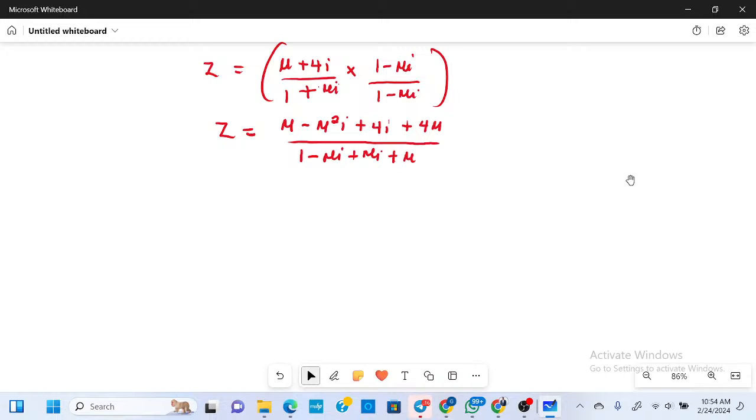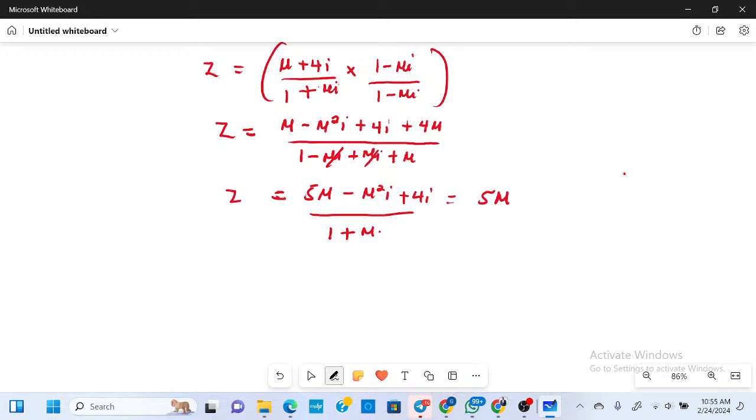At this point, this cancels this. And at the top, I have mu plus 4, giving me 5 mu. Then I have negative mu squared i plus 4i over the expression 1 plus mu. So at this point, what am I getting? The problem is saying that z is a pure real number, right?